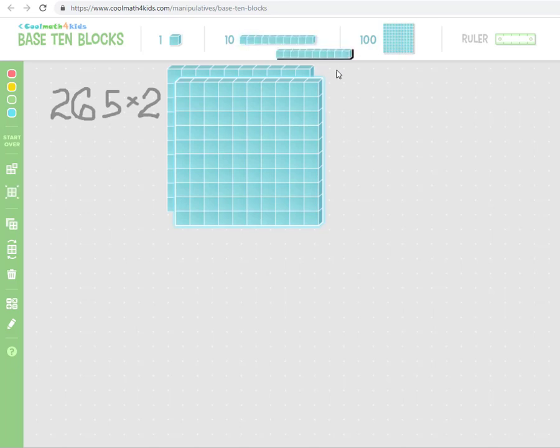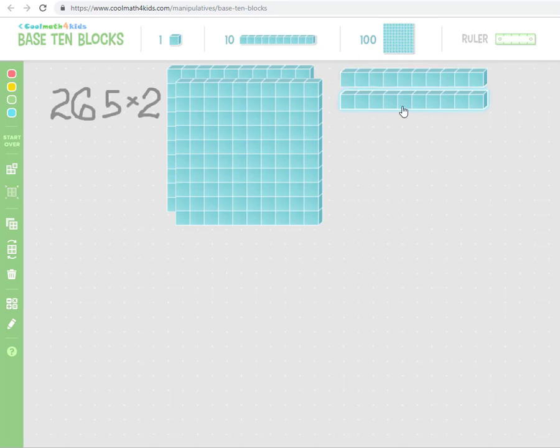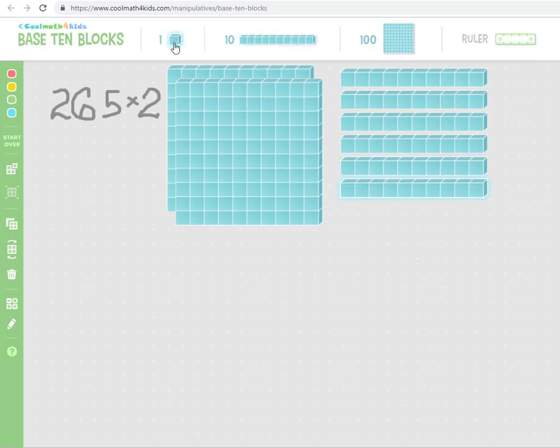Here is 200. 60 would mean 6 strips of 10, 6 tens. And 5 here means, in the ones place, I have 5 ones. Now, this number, 265, can be modeled this way with 200s, 6 tens, and 5 ones. But it can also be repeated. I could repeat this exact modeling scheme. I could do this same scheme 2 times. So right now I have it 1 time, so let's do it a second time.